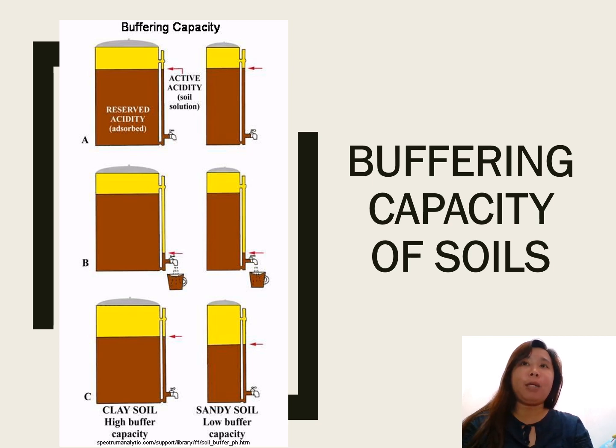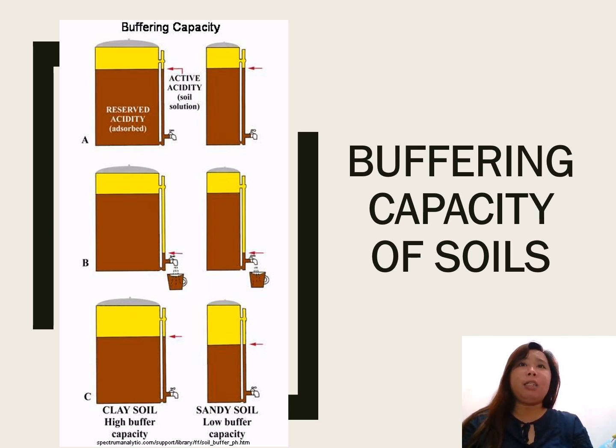The result of the buffer pH shows the amount of lime required to neutralize a major portion of the reserve acidity. Now, the relative amounts of coffee in the two pots in figure C show why sandy soil and clay soil with the same pH result in different lime requirements. It makes sense: same pH level but different lime requirements because of different buffering capacity, or different level of reserve acidity.